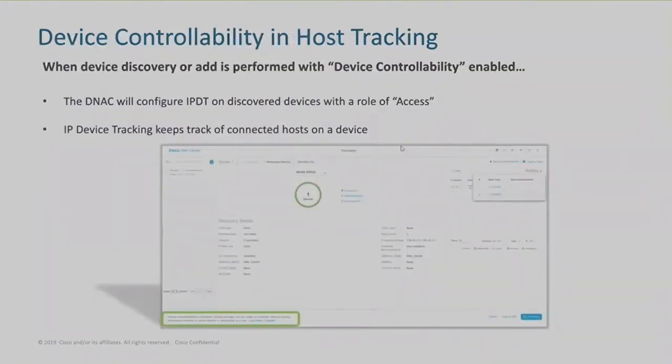So when device controllability is enabled, and this is for switches only, and for switch access ports only, no trunk ports, right? It's just switch access ports where DNA will go ahead and push this. So what IP device tracking does is it sends a little ARP probe out of that interface to make sure that the device connected is still alive, right?